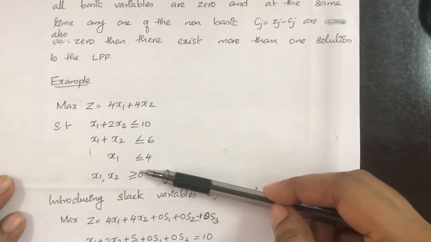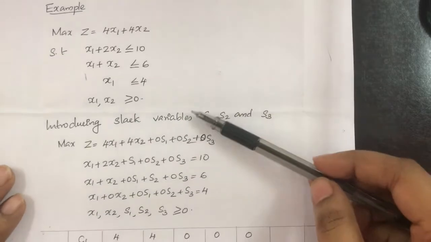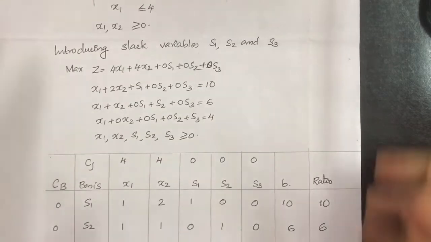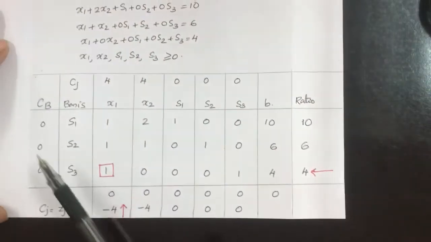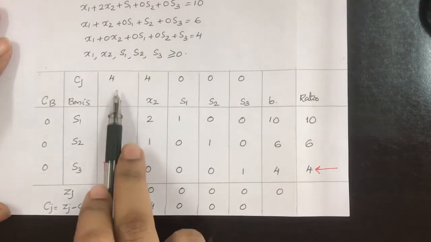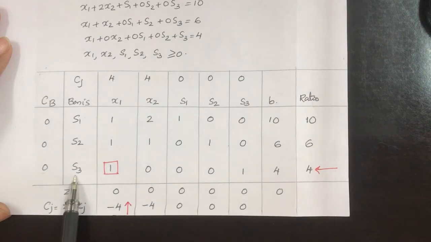This is a question, and we are introducing slack variables S1, S2 and S3. So we will get the initial basic feasible solution like this. Since a tie occurs in the incoming variable, we need to choose the first column. So we have taken x1 as the incoming variable and S3 as the outgoing variable.